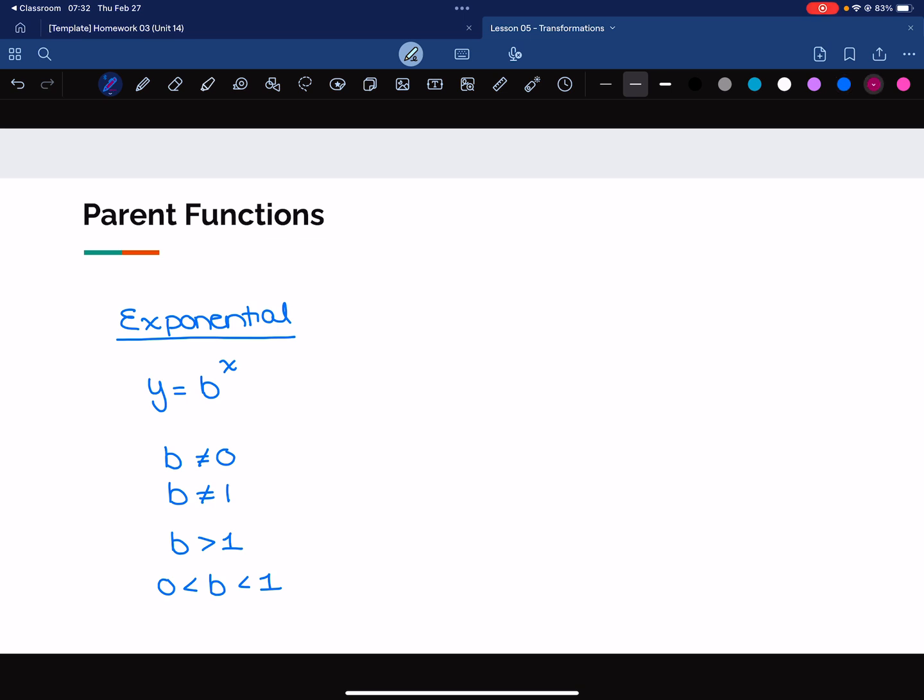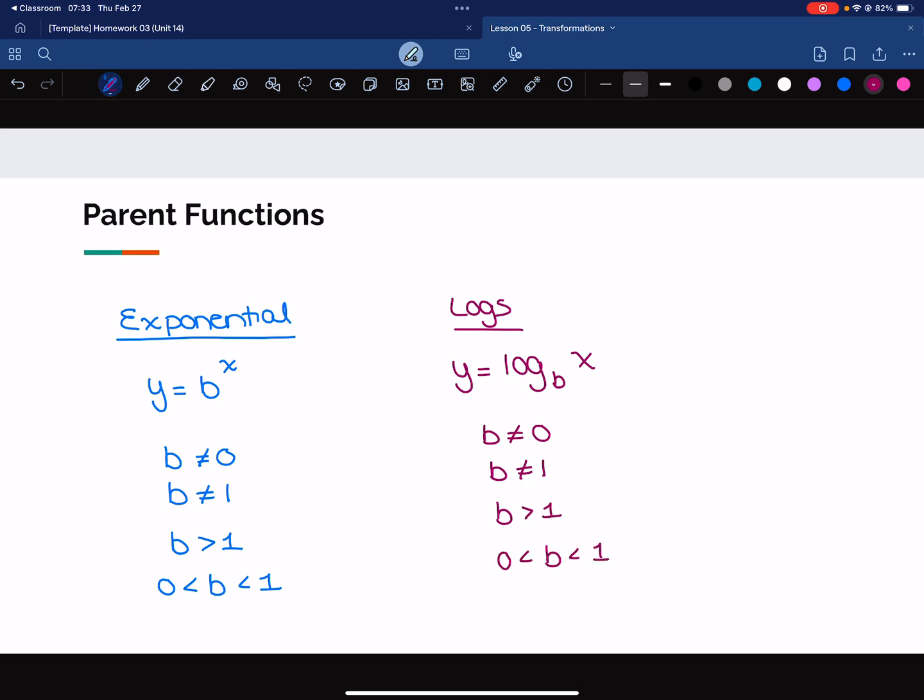And then now with logs, same idea. Log base b of x. And b has those same requirements, right? Base still can't be 0. Base can't be 1 if I want it to be a function. So all of those are still going to be true.